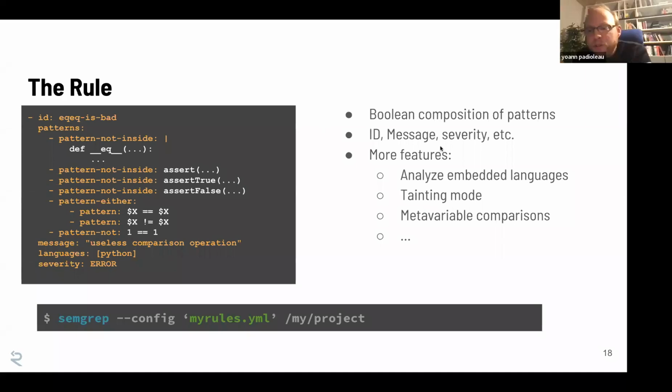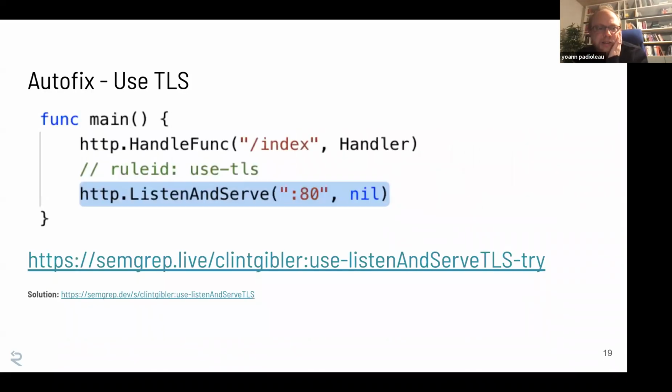There are more features. You can analyze embedded languages. It's quite frequent to have SQL strings, for example, inside C code. With Semgrep, you can first find all the strings and then analyze the SQL that is inside the C. So you can analyze embedded languages. There's a tainting mode. There are lots more features.